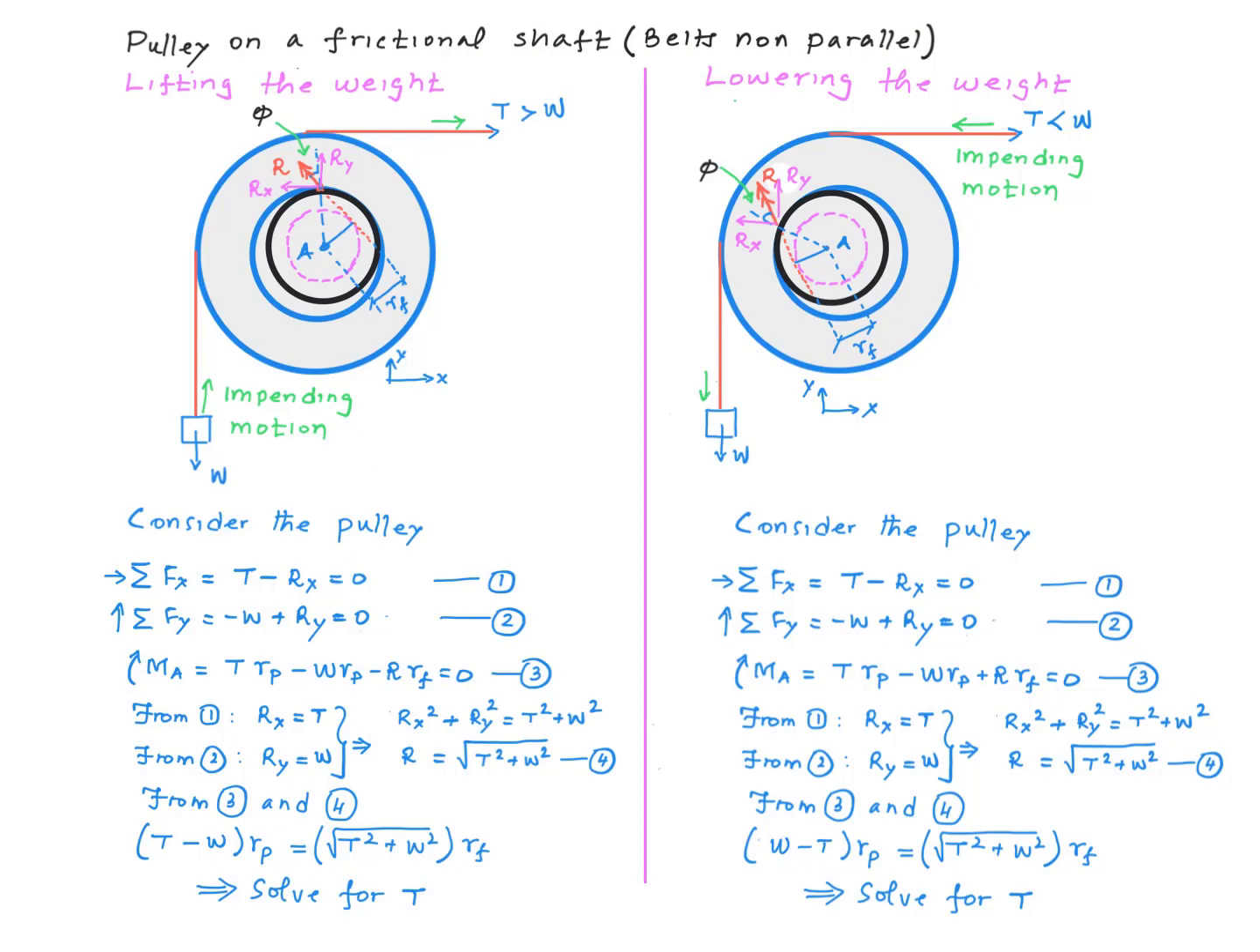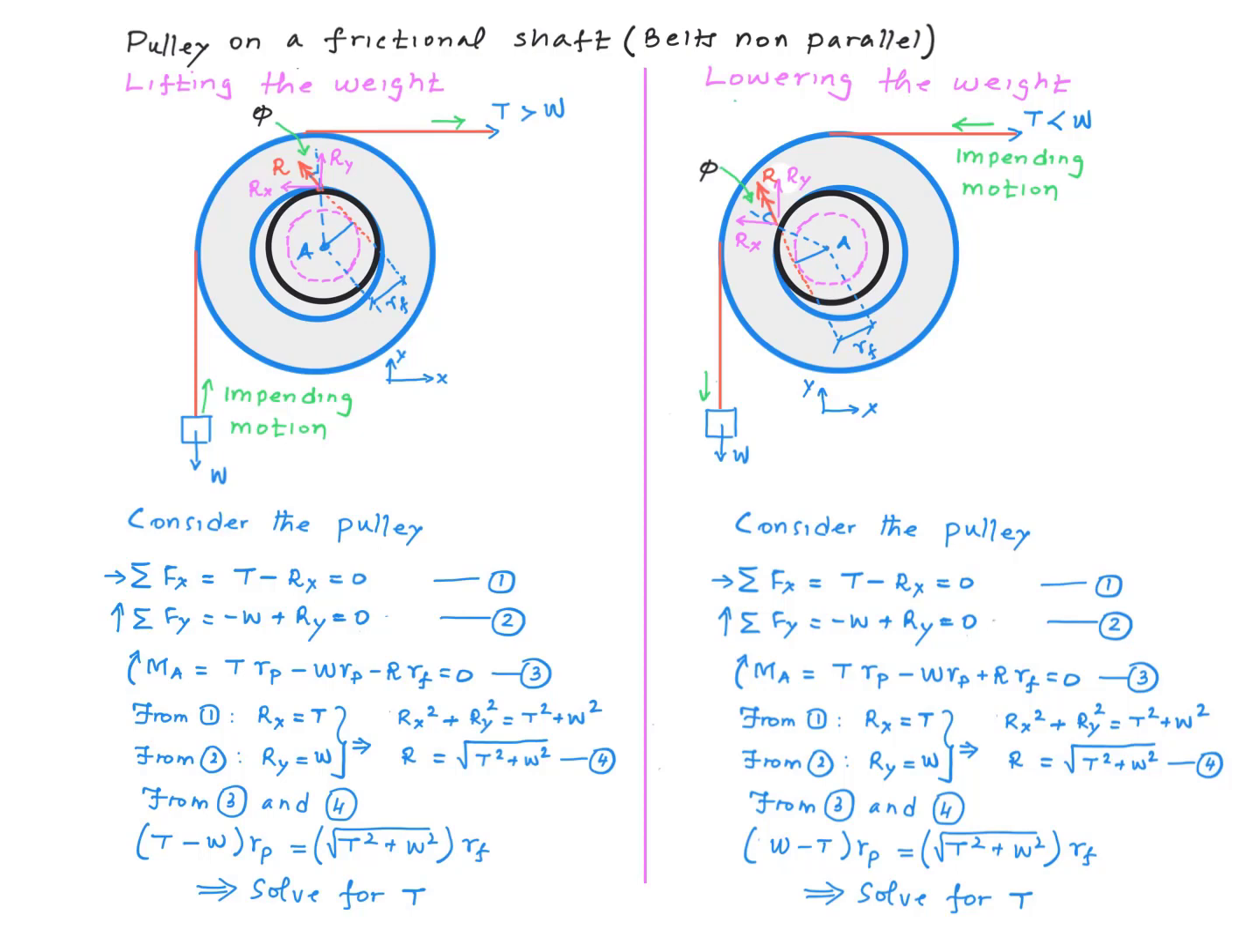So here are the details of the analysis for the case where we are lifting the weight, where the impending motion is vertically up for the weight. And on the right side over here, we have the details for the case where we are lowering the weight. In these cases, the resultant contact force R between the pulley and the shaft is no longer vertical. But we don't know the exact direction. But we do know that the resultant has to be tangent to the friction circle in either case.